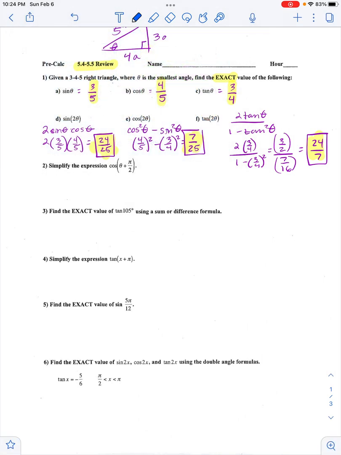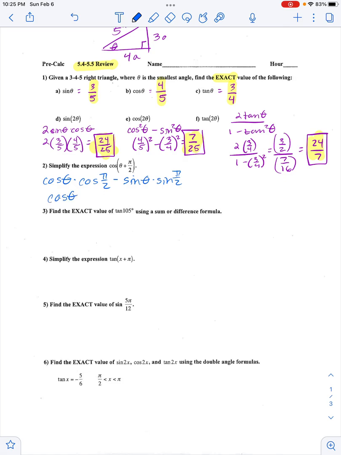So this is a cosine of something plus something. So I go to my formula sheet and I look for my cosine plus. And the formula is going to be cosine of the first thing times cosine of the second thing minus sine of the first thing times sine of the second thing. Now, cosine theta I can't look up because I don't know what it is.